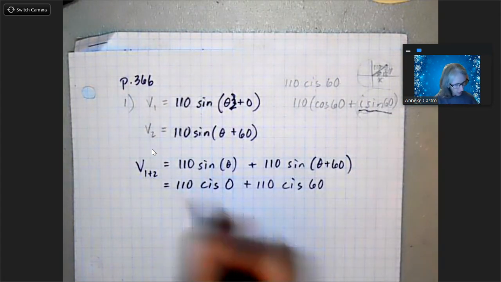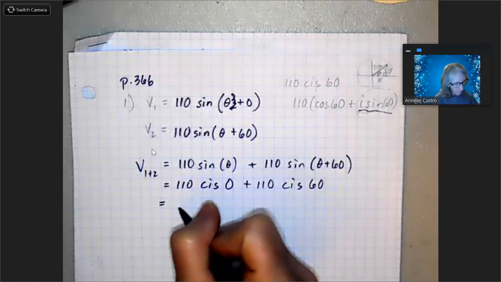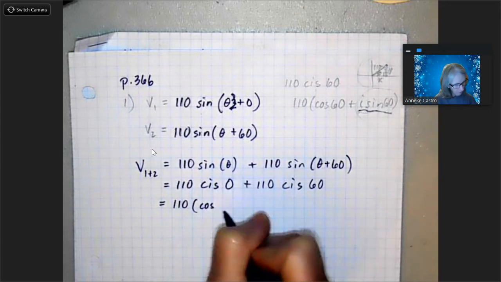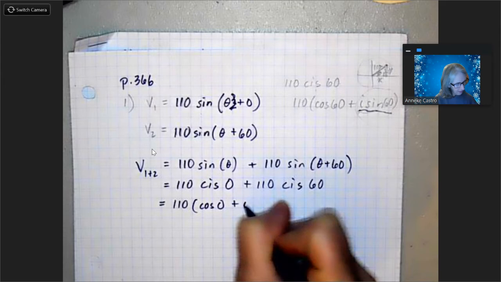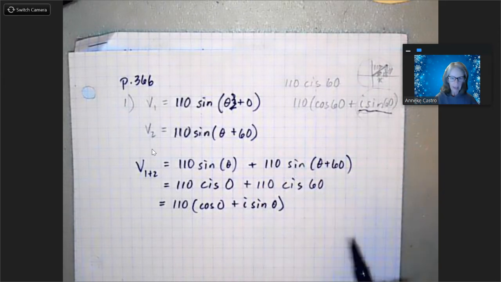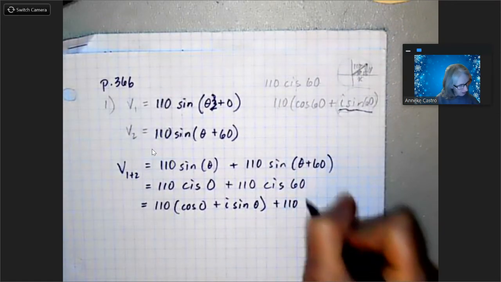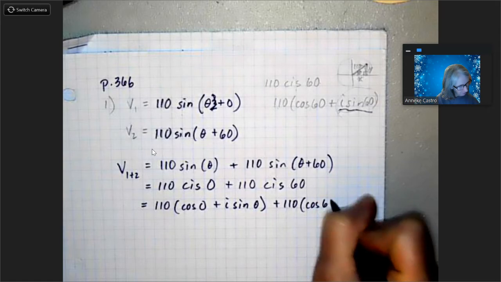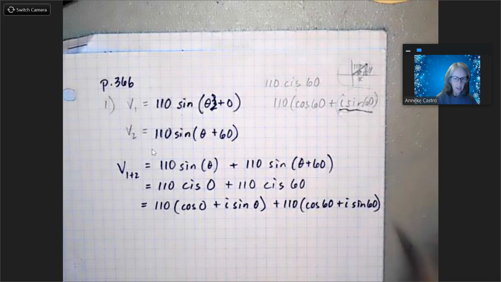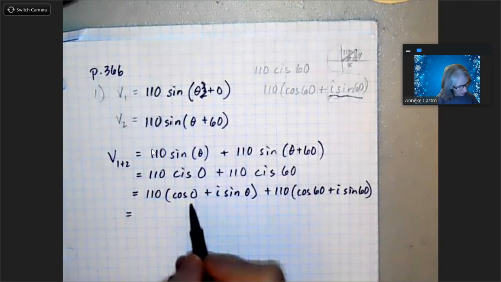So now I want to change this to Cartesian form. It's super easy to change it to Cartesian form by just writing out what cis means. It means cosine of the angle plus i times sine of the angle. And then the other one is 110 times cosine of 60 plus i times sine of 60. So we're changing this to our rectangular coordinates. So let's go ahead and figure this out.